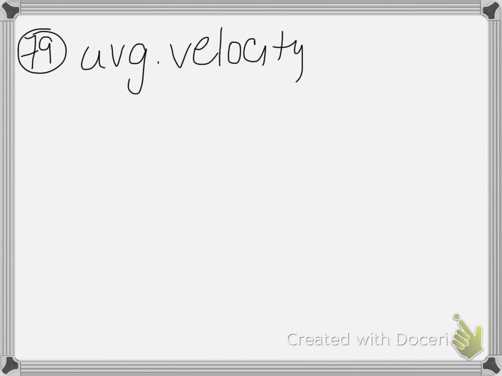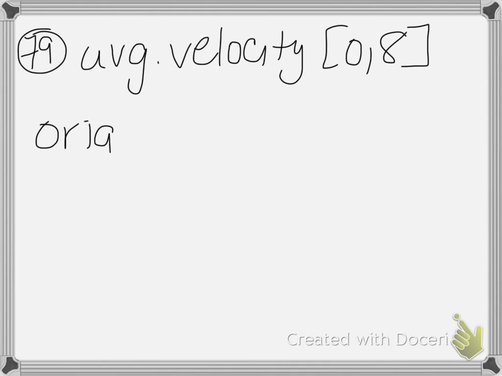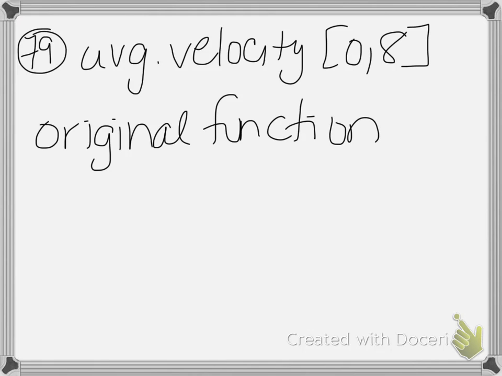Okay, for number 79, you're being told to find the average velocity from 0 to 8. So for the average velocity, remember, you're always going to want to use the original function, and if the question had asked for average acceleration, then you're going to use the velocity. So here's your choices.